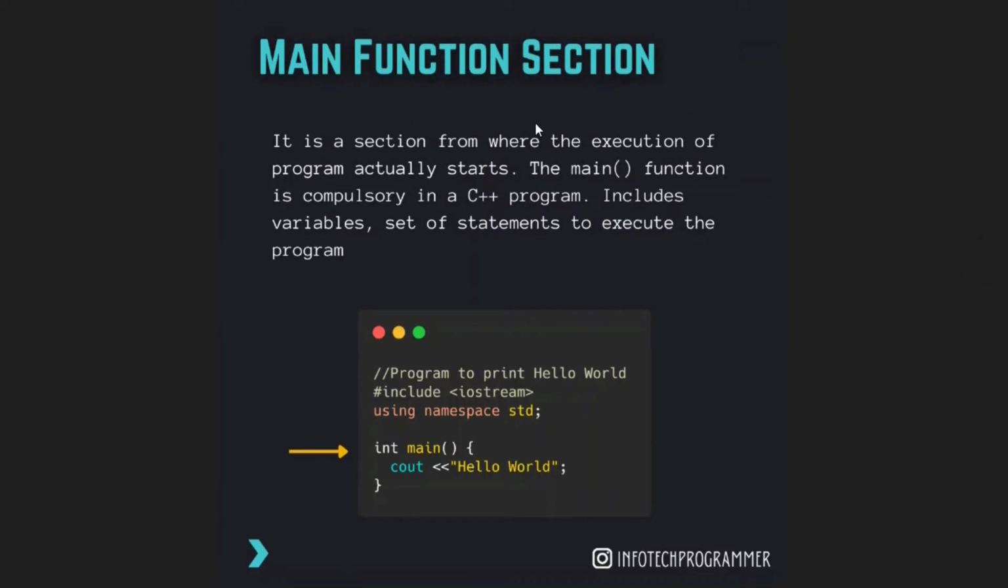And then main function section, it is the section from where execution of the program actually starts. The main function is compulsory in a C++ program. It includes a set of variables and statements to execute the program. You can see it here, int main, that is known as the main function. In curly braces, whatever you write, that is the main.